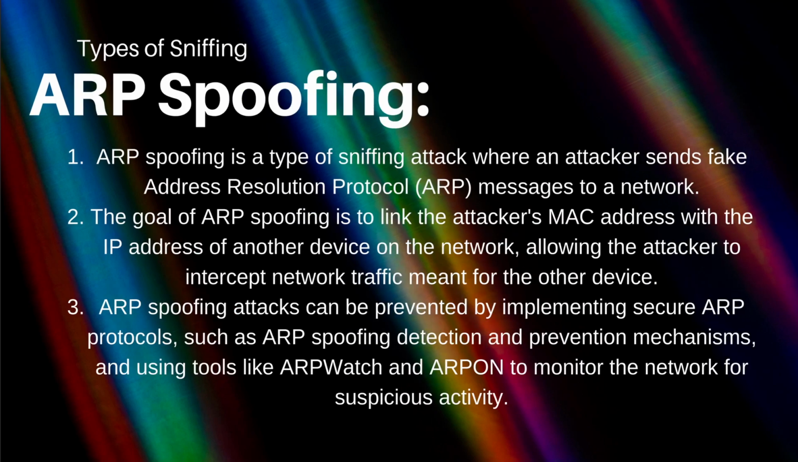ARP spoofing. ARP spoofing is a type of sniffing attack where an attacker sends fake Address Resolution Protocol messages to a network to link the attacker's MAC address with the IP address of another device on the network. This allows the attacker to intercept network traffic meant for the other device.